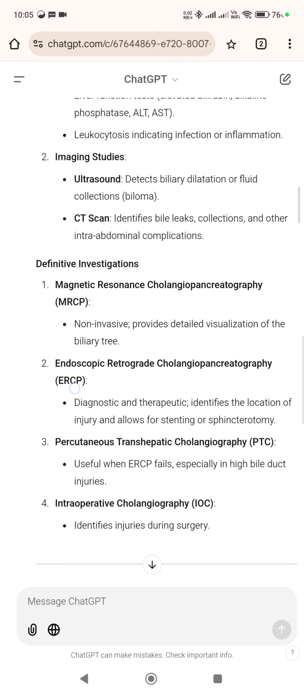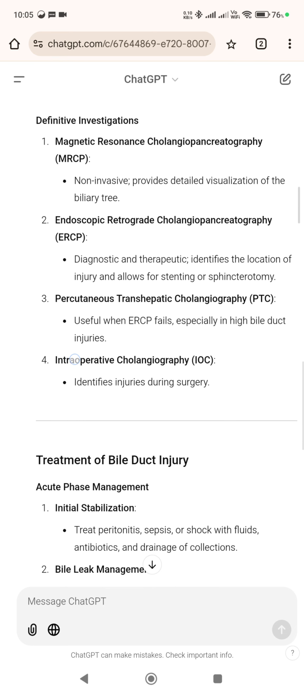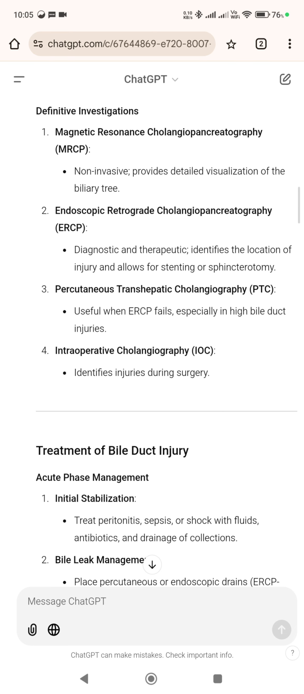Definitive investigations. 1. Magnetic resonance cholangiopancreatography, MRCP. Non-invasive, provides detailed visualization of the biliary tree. 2. Endoscopic retrograde cholangiopancreatography, ERCP, diagnostic and therapeutic, identifies the location of injury and allows for stenting or sphincterotomy. 3. Percutaneous transhepatic cholangiography, PTC, useful when ERCP fails, especially in high bile duct injuries. 4. Intraoperative cholangiography, IOC, identifies injuries during surgery.